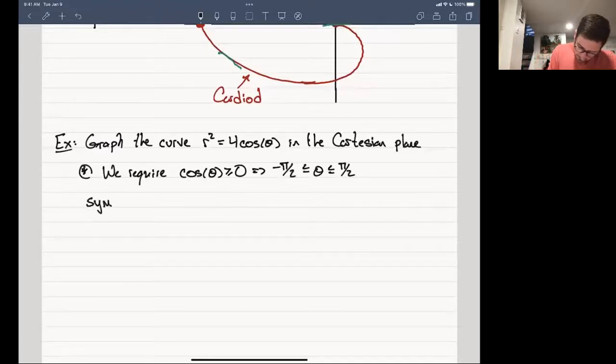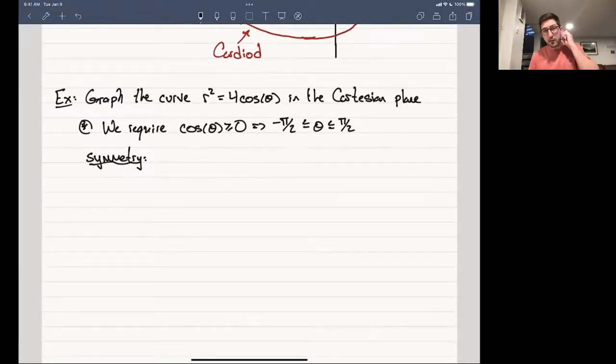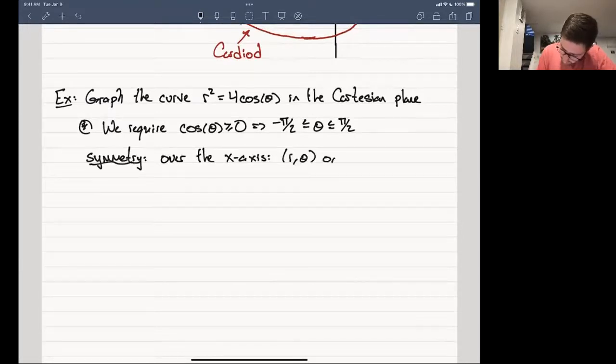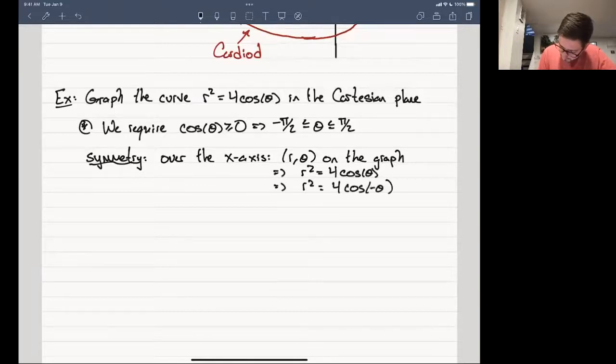Now let's talk about symmetry. Well, in this case, first we have symmetry over the x-axis. So over the x-axis, what do we have here? Well, we can say that if (r, theta) is on the graph, just like we did before, this gives us that r squared is equal to 4 cos theta. And the same thing, because we're using cosine, this is the same as r squared is equal to 4 cos minus theta, which tells us (r, minus theta) is on the graph.